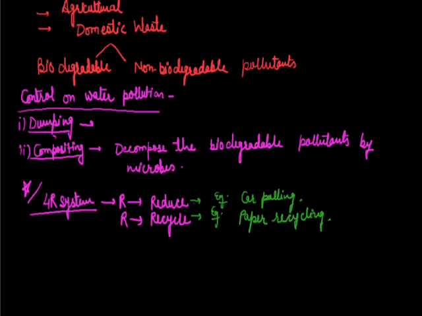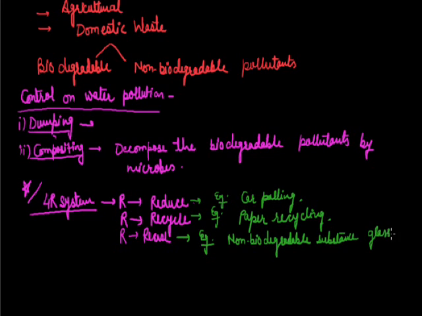I'm going to tell about the third R, that is reuse. If the substance is non-biodegradable like tin cans, plastic, then these can be sterilized and reused. Even I can take the example of glass that is reused in various ways.